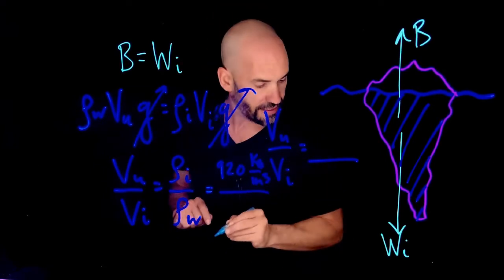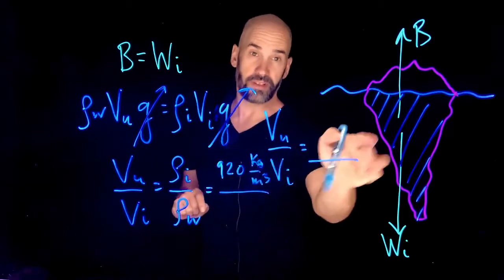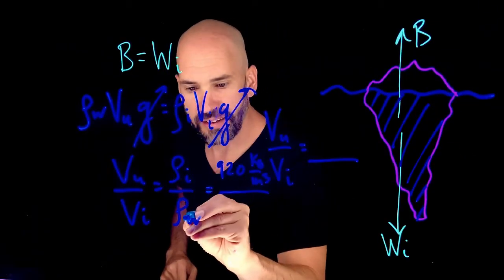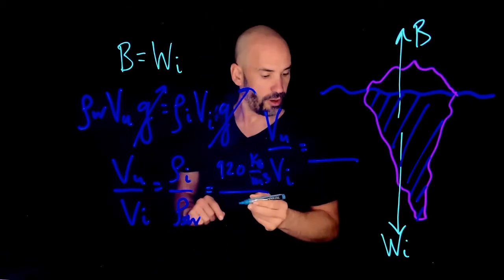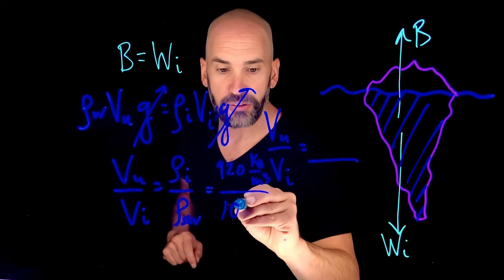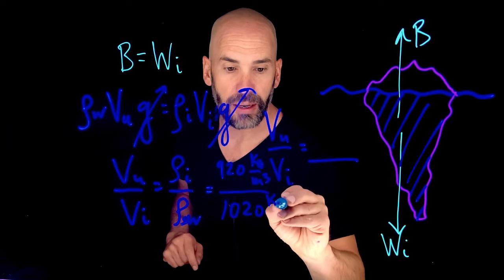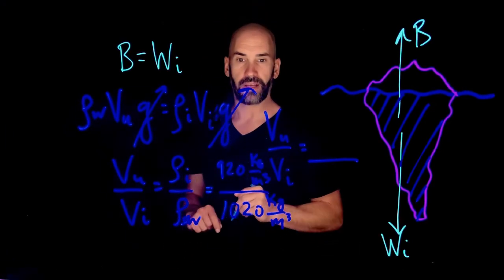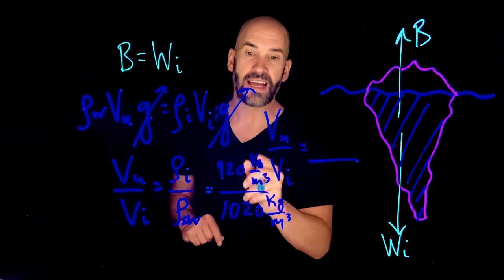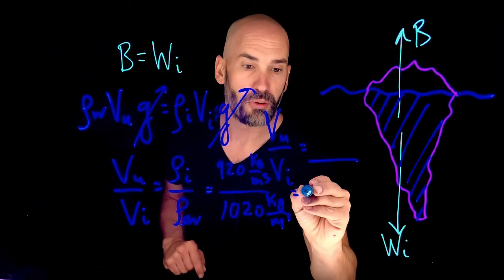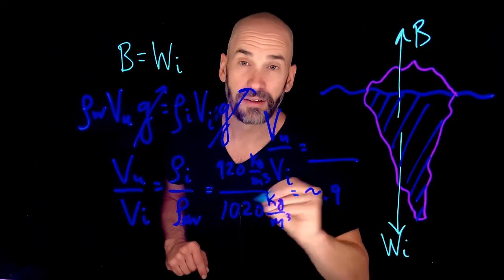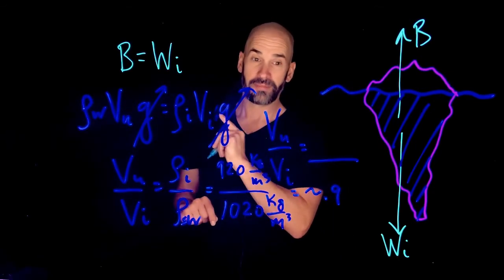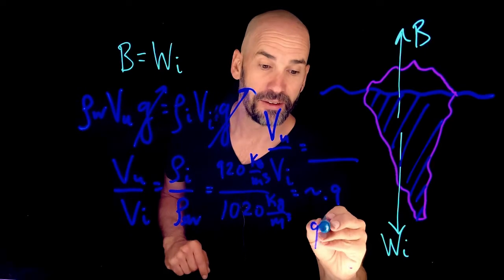Okay, and the density of water, specifically salt water, because this is out in the ocean, right? So technically, I'm going to put an S there for salt water. The density of salt water is about 1,020 kilograms per meter cubed, a little bit more dense than actual water, okay? And it turns out that if I divide these guys by each other, I get approximately 0.9, which, friends, is 90%.